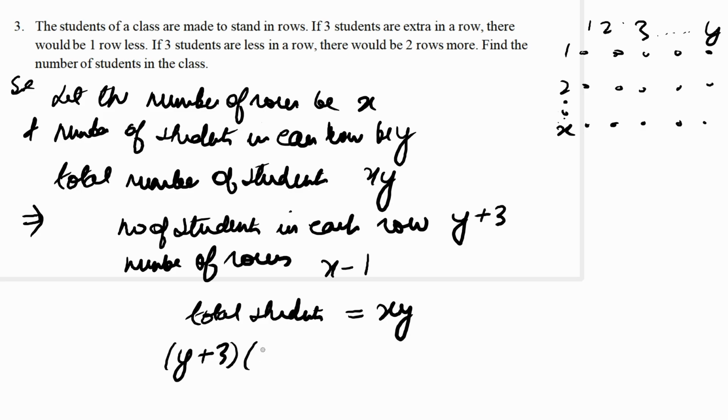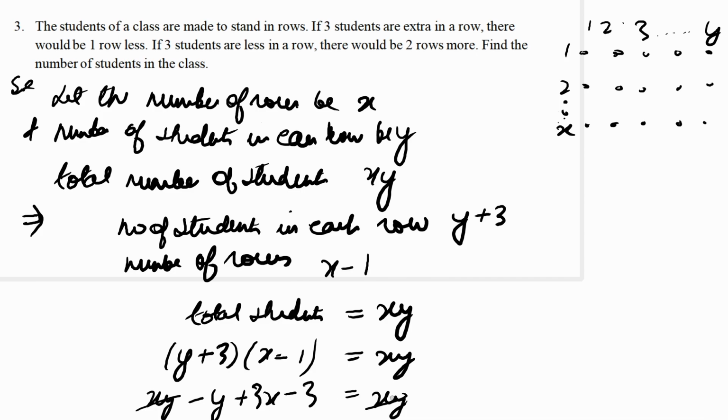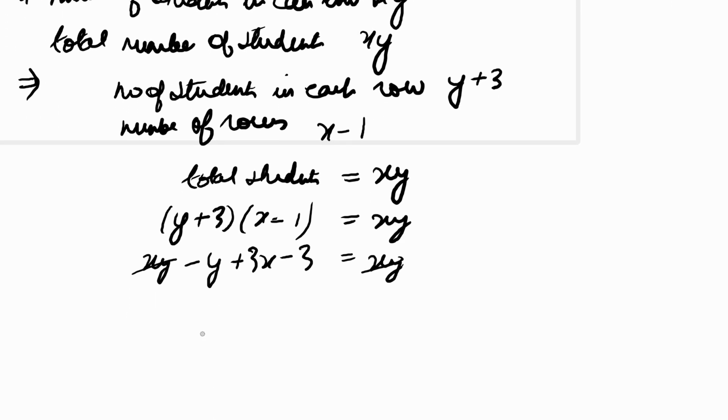(y plus 3) multiplied by (x minus 1) is equal to xy. So what will happen? xy minus y plus 3x minus 3 is equal to xy. So this and this will cancel out. And what will happen over here? 3x minus y is equal to 3. This will become the first equation.